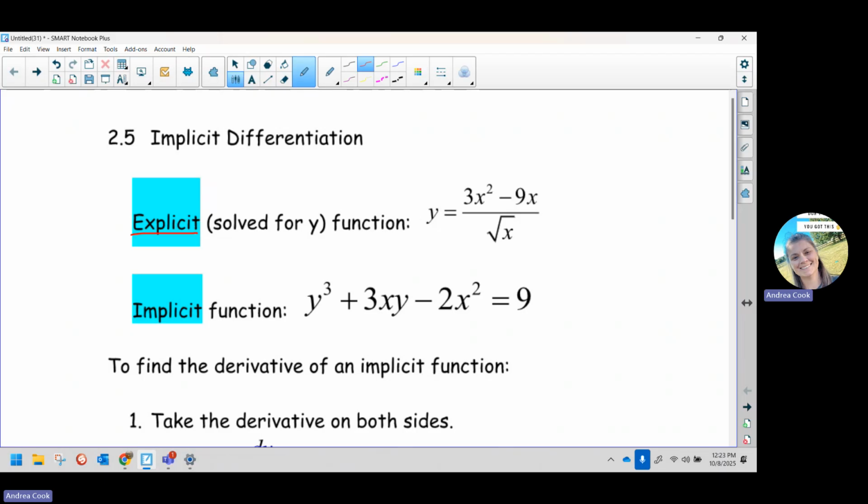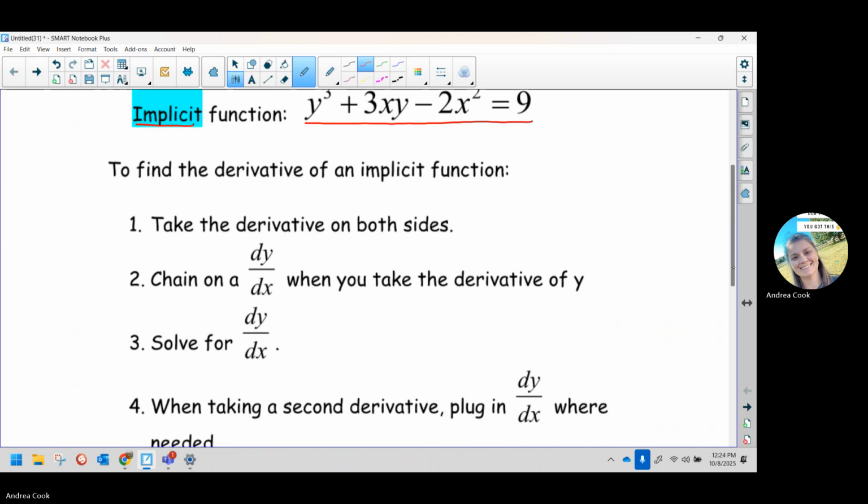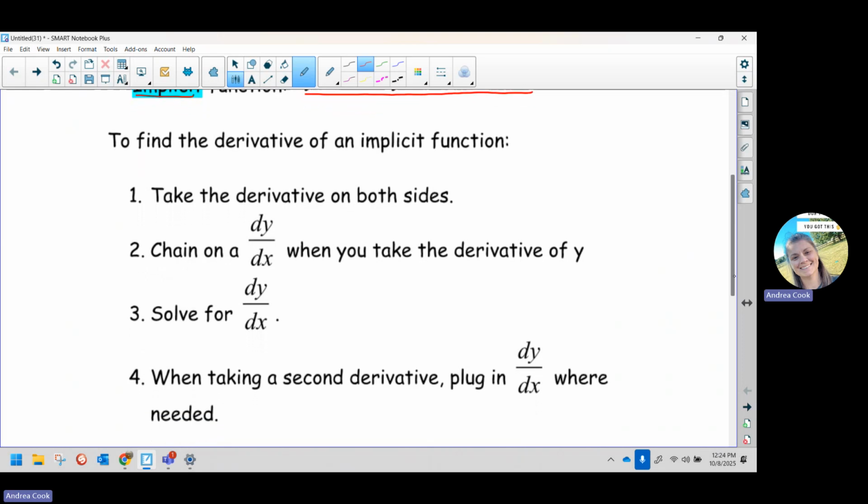Implicit function is when it's not solved for y. So implicit, we have x's and y's. And could we solve for y and then find the derivative? Yes, but sometimes, like if you look at the one on the board, would you want to solve that equation for y? No. So we're gonna find the derivative first and then solve for the derivative instead of solving for y. So the steps, you are going to take the derivative of both sides.